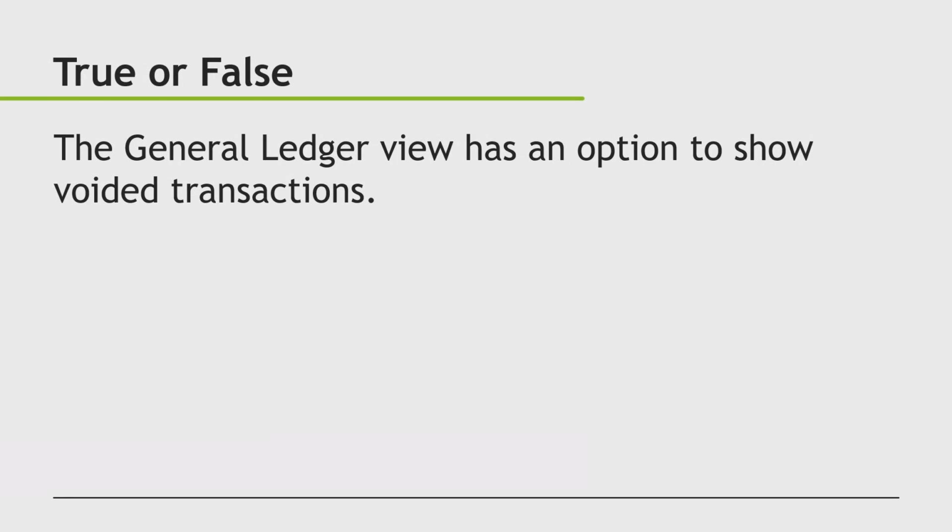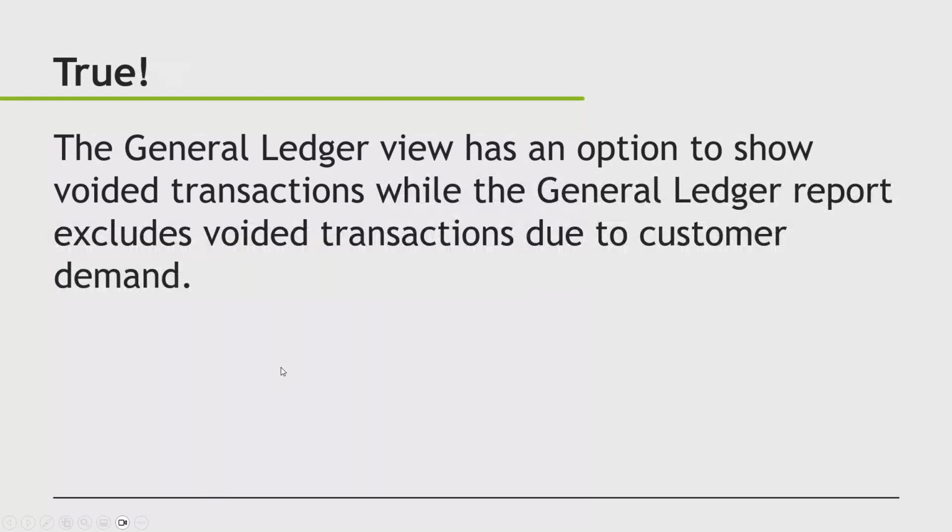Okay, looks like we've received responses from most everyone here, so I'm going to go ahead and end the poll. It looks like the majority of us said true on that one, and that's correct. The general ledger view has an option to show voided transactions, while the general ledger report excludes voided transactions due to customer demand. I didn't mention that when we were talking about the general ledger report, but we actually do not show any voided transactions on the general ledger report that we had looked at, but we are going to see voided transactions on that general ledger view.